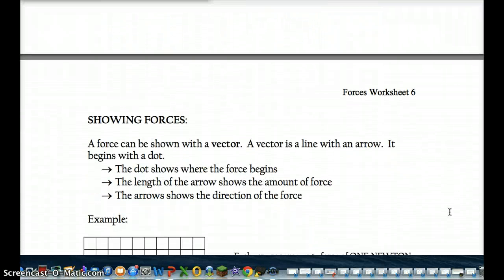Showing forces. Now, a force can be shown with a vector. A vector is a line with an arrow. It begins with a dot. The dot shows where the force begins. The length of the arrow shows the amount of force, and the arrow shows the direction of the force.